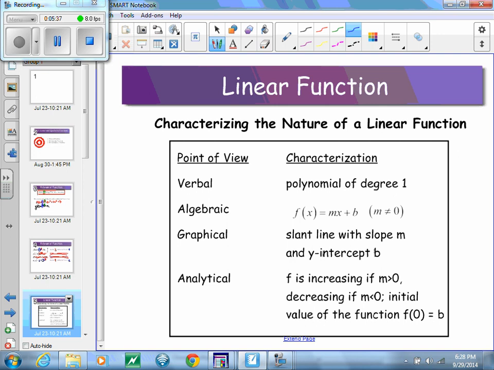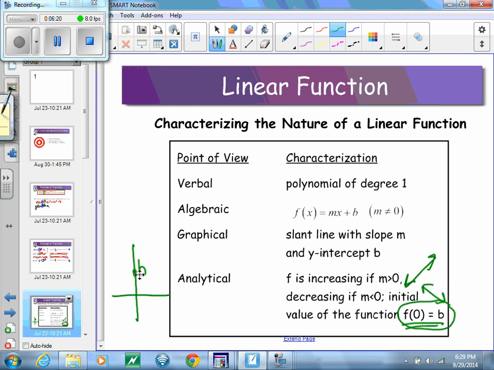And then if we look at it more in depth, we know that f is increasing if the slope is greater than 0. So if we have a line that's going uphill, that means that our slope is positive, and so our graph is increasing. It's going to be decreasing if our slope is less than 0, so we'll be going downhill. And the other part to this is that the initial value of the function, which is f of 0 equals b, is the same thing as your y-intercept. So f of 0 equaling b, that's your y-intercept. It's just telling you that on your graph, at 0 you're crossing that point b.